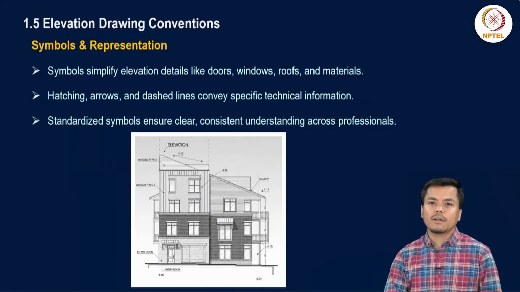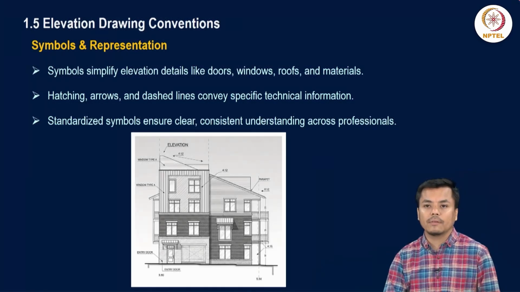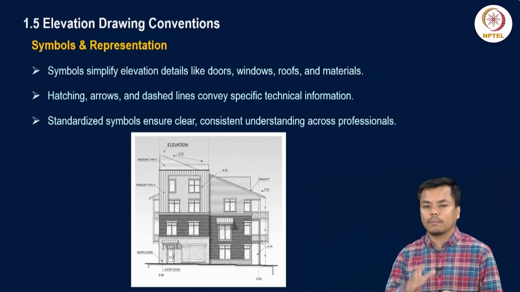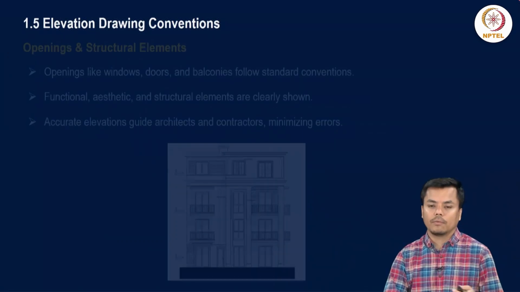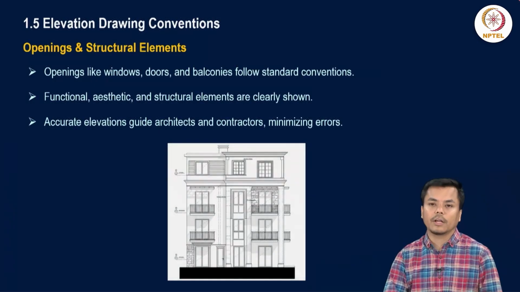Then some symbols and representations. Symbols simplify elevation details like door, window, roof and all details. Hatching, arrows and dashed lines convey specific technical information about the labeling or about the height and dimensions of the structure. Standardized symbols ensure clear, consistent understanding across the different professional groups related to the drawing that you will do.